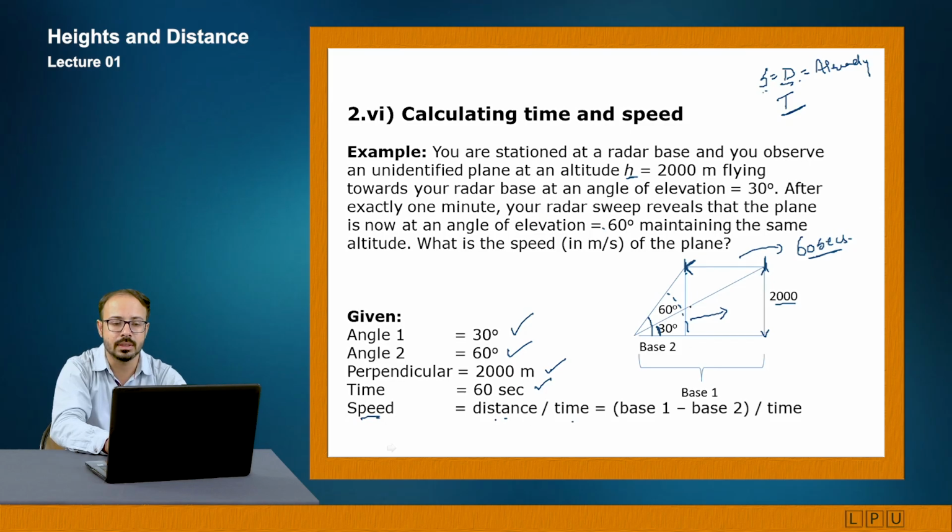Distance is equal to, now understand this thing, triangle ABC and triangle DBE. So in triangle ABC, I'll get to know BC because this side is also 2000 meter. In triangle DBE, I'll get to know BE. The distance between these two, or the difference between these two, is the travel of the plane. This is what base 1 minus base 2 is, the travel of the plane.